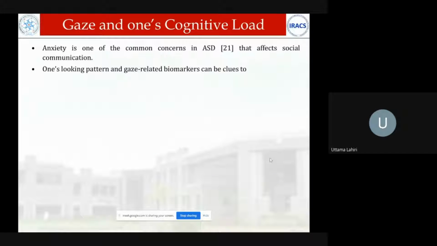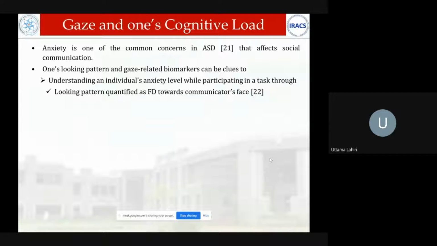In fact, one's looking pattern and gaze-related biomarkers can be clues to understanding one's anxiety level while participating in a task. How? There are different measures. For example, the fixation duration, how long one fixates towards the region of interest, that is the communicator space, and what the pupil dilation and blink rate are saying about the mental state of the child with autism.